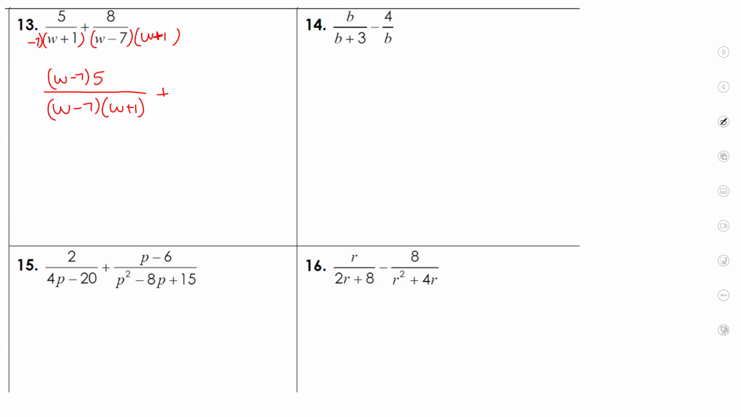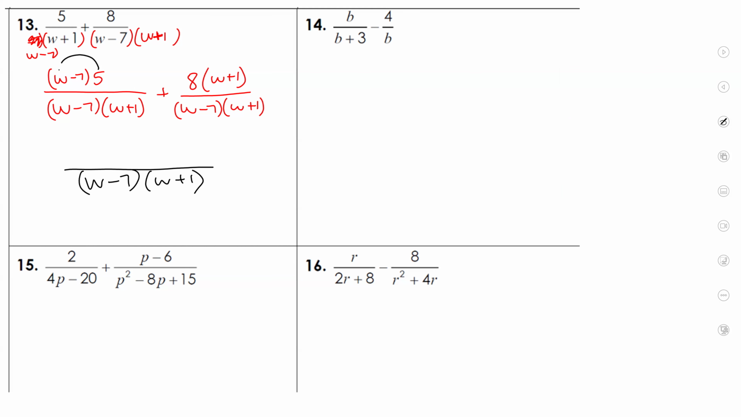All right, plus... all right, now my denominators are the same. I'm trying to squeeze a w right there. Won't work. This one needs a w minus 7. Okay. All right, now my denominators are the same. So what we're gonna do, I'm just gonna copy my denominator. Now we're gonna combine the numerators.